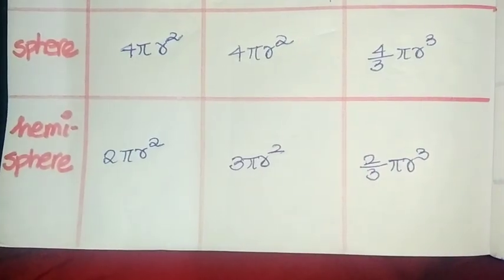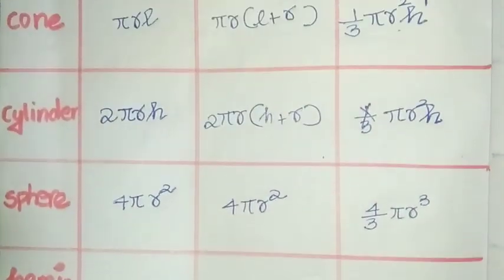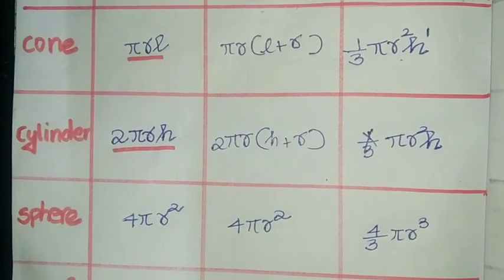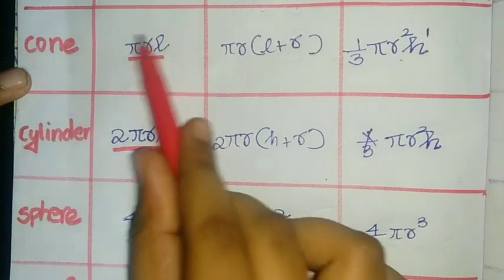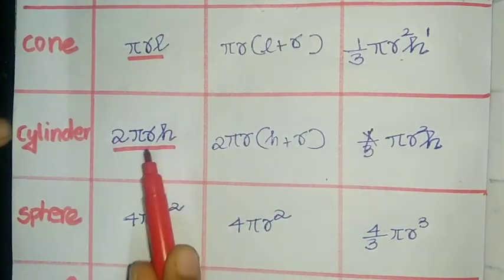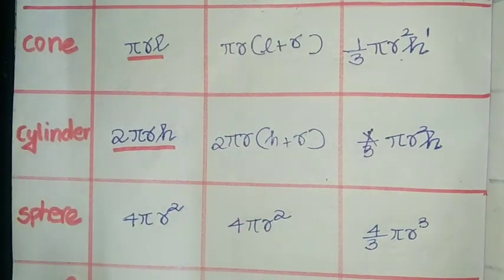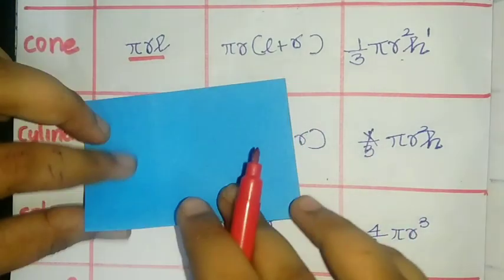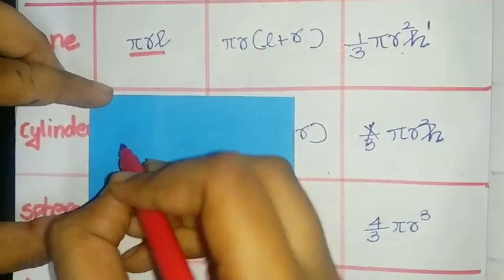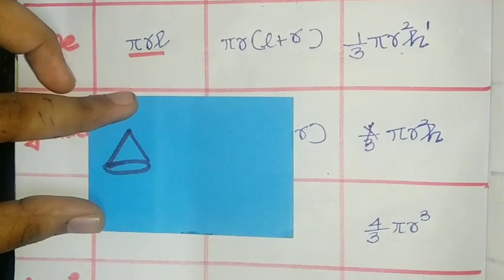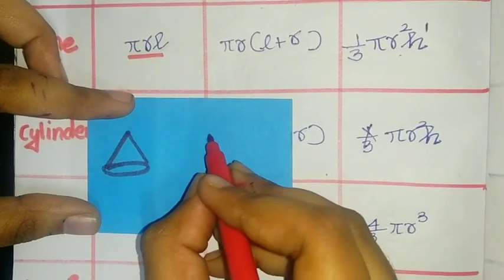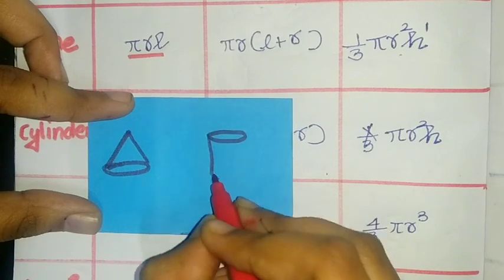Moving to the part of cylinder and cone. CSA of cone is pi RL and cylinder is 2 pi RH. Why it is different, I'll tell you. Consider the example of the cone. This is how a cone looks like, and if we discuss a cylinder, it looks like this.